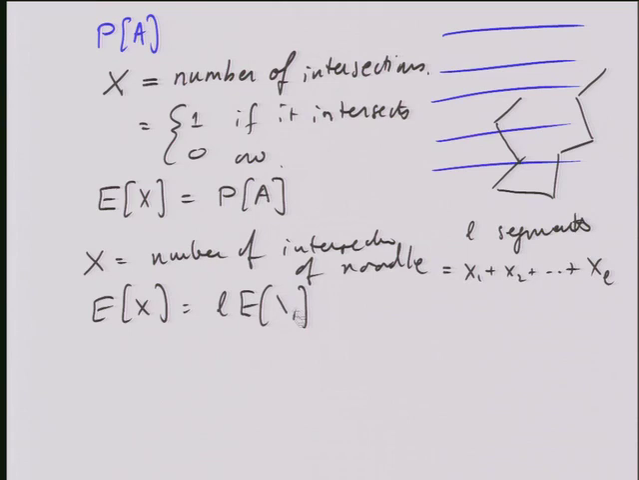Sorry, maybe I should have chosen better notation. Let me call this Y, just to not have redefined things. So let's say Y was the number of intersections of the noodle, and this was X. So Y equals X1 through XL added up. So the expected value of Y equals L times the expected value of X. X was the unit needle, so this is L times the probability of A.